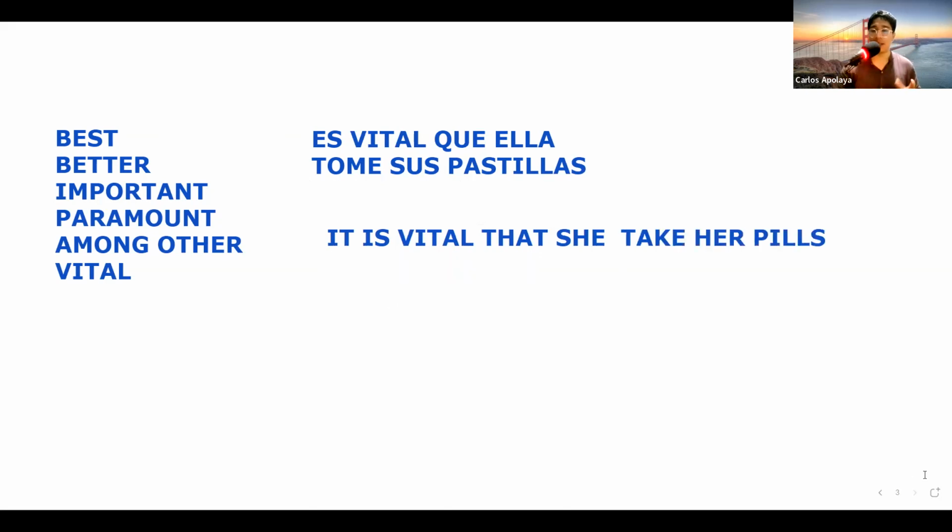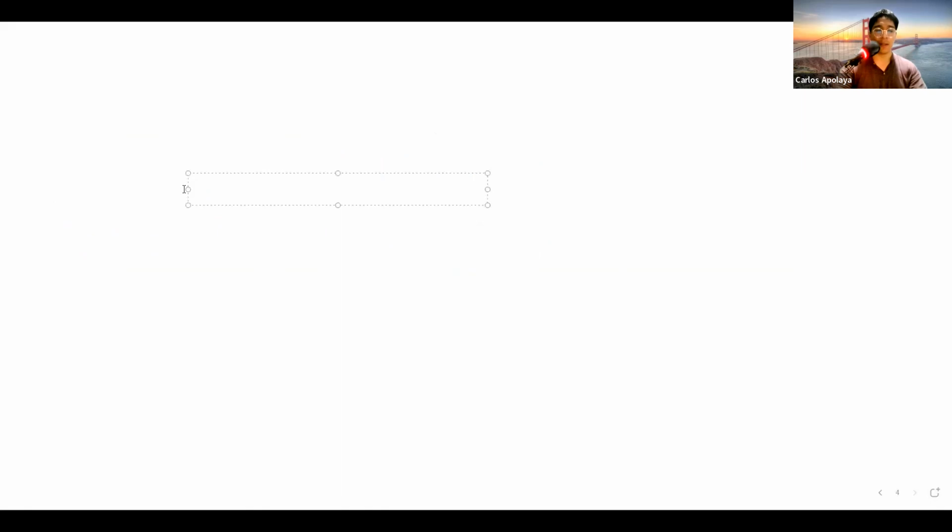Okay. But now, what about this sentence? I asked Mary to learn the verbs. Is that sentence okay?